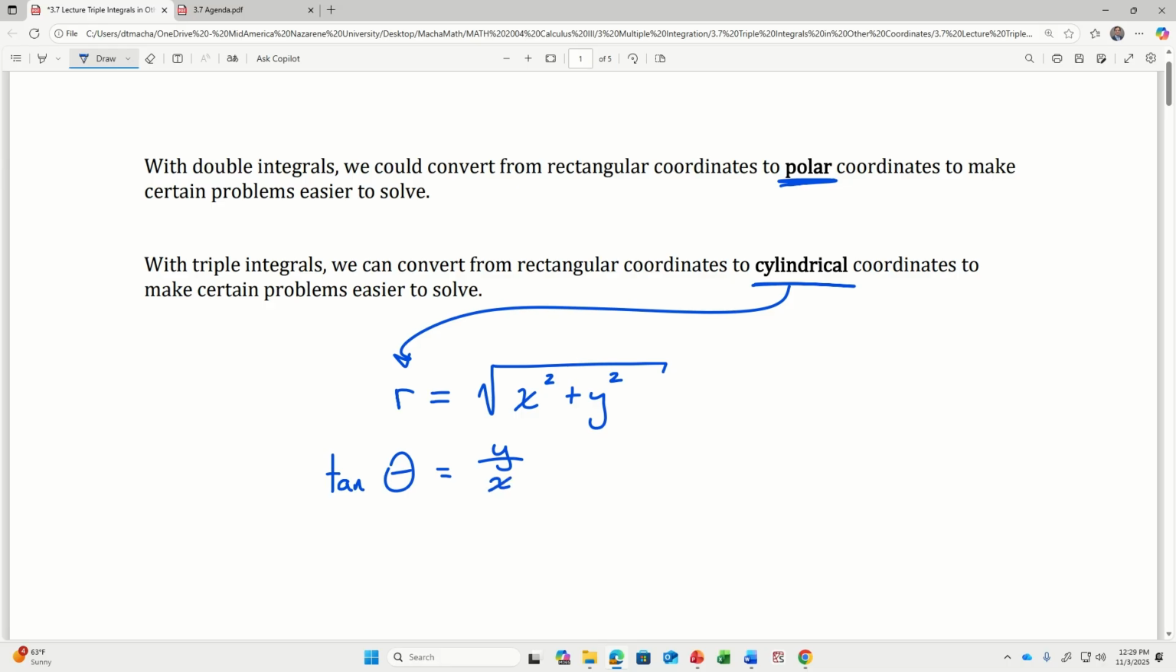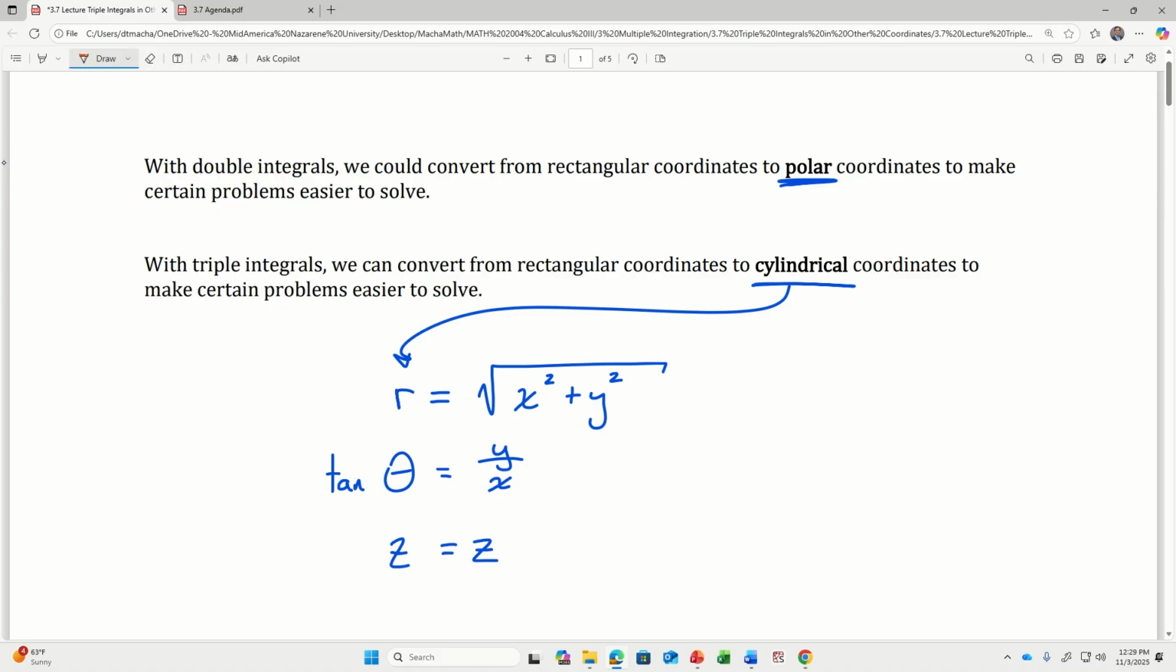But remember, you got to be careful when you take the arctangent. You might have to add pi. Maybe you don't add pi. It's the whole thing. And z is equal to z. That's why we say cylindrical coordinates are a lot like polar coordinates, because it is polar coordinates. And you just leave the z variable alone.